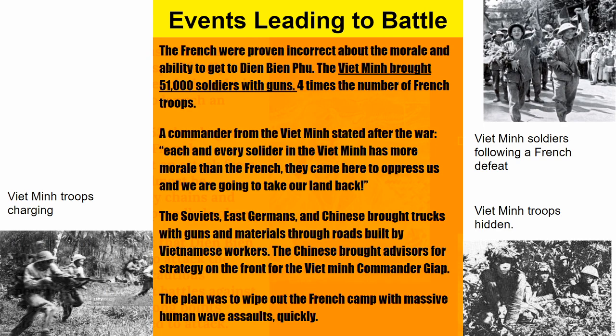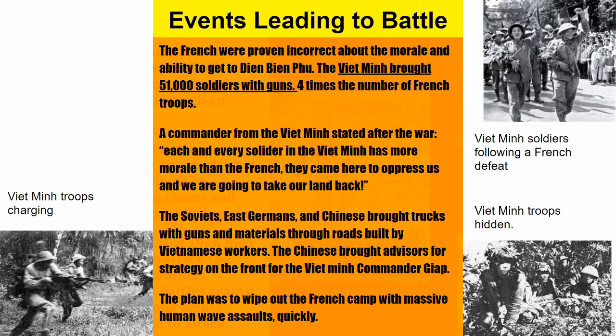They walked miles upon miles to get here. They made it through with the help of porters, carrying food. A commander from the Viet Minh stated after the war, each and every soldier in the Viet Minh had more morale than the French. They came here to oppress us, and we are going to take our land back. So again, this goes back to what I was saying. They had to support the masses. The French clearly had no support from almost any Vietnamese person.